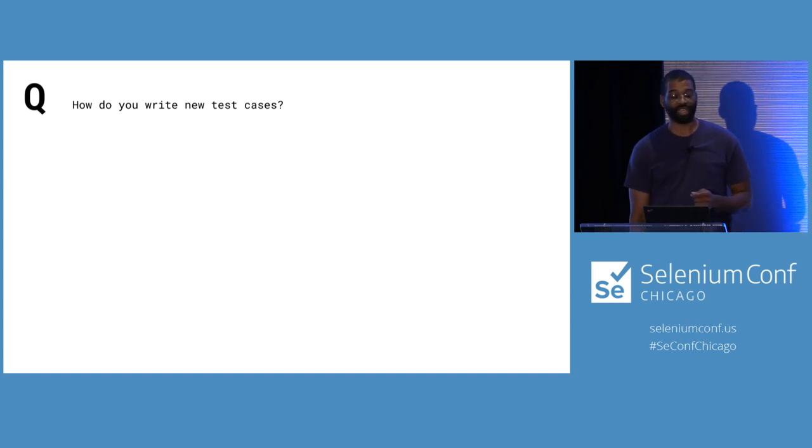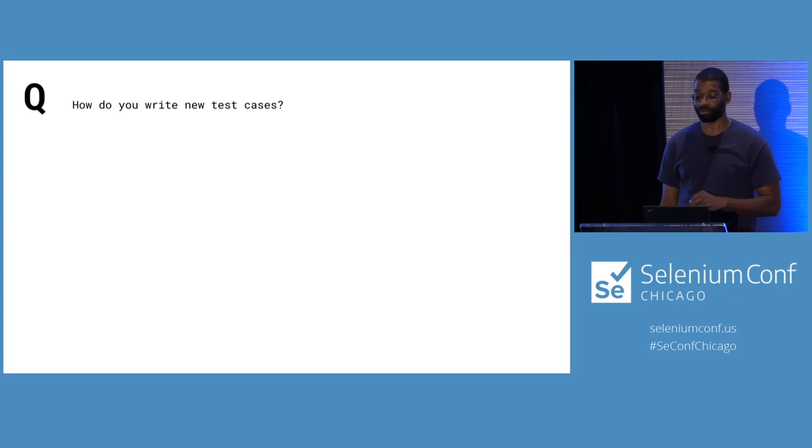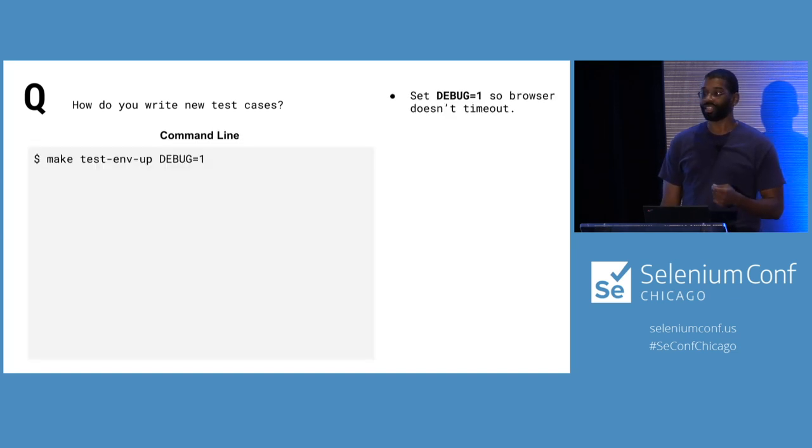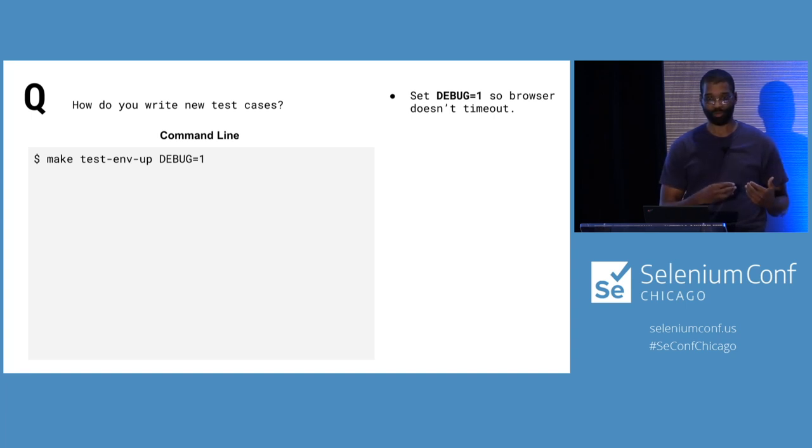Next question I usually get is, how do you write new test cases? Seems kind of hard because we're working inside of this environment that isn't our normal computer, right? I always get started by starting my test environment with a flag called debug equals one. Inside my makefile, I have that flag set up so that it will prevent the Selenium grid from shutting down inactive web browsers. And sometimes when I'm in a long debugging session, I don't want my browser shutting down in the middle of my debugging.